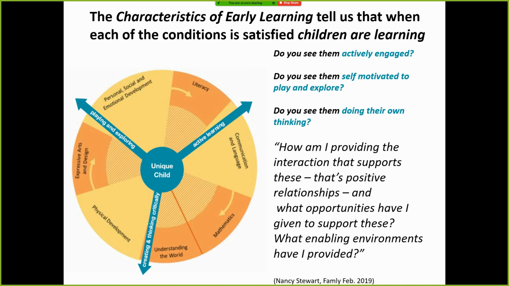And again, she's very clear about that. How am I providing the interactions that support these? That's positive relationships, and what opportunities have I given to support these? What enabling environments have I provided? Those three are all actually provided by free flow play. The child will spontaneously satisfy all of those if they're allowed free access to their play.